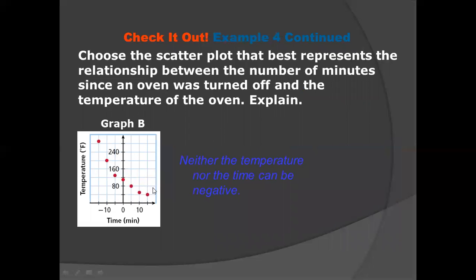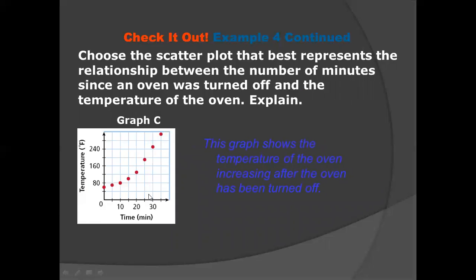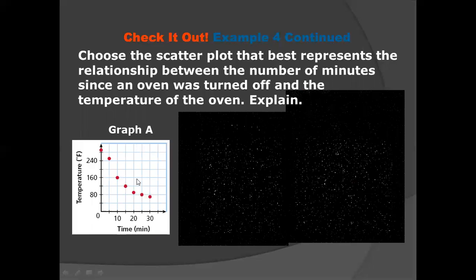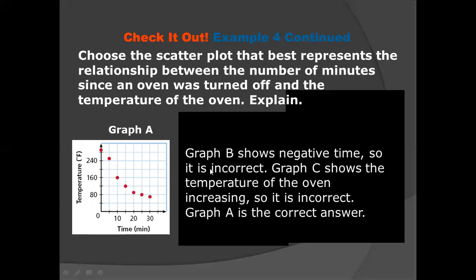Graph B: neither the temperature nor time can be a negative value. Not true. This graph shows the temperature of the oven increases after the oven has been turned off. So the correct answer is graph A. Graph B shows negative time, so it's not correct. Graph C shows the temperature of the oven increasing, so it's not correct. Graph A is the correct answer.